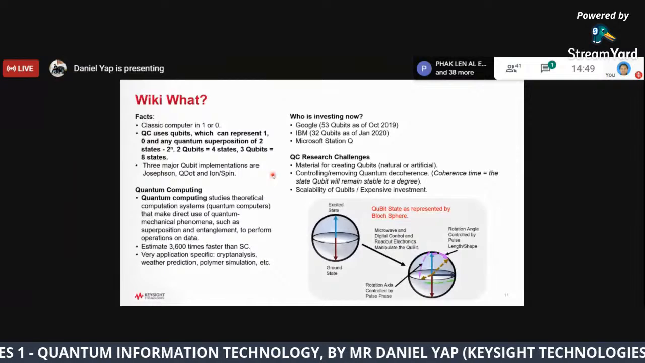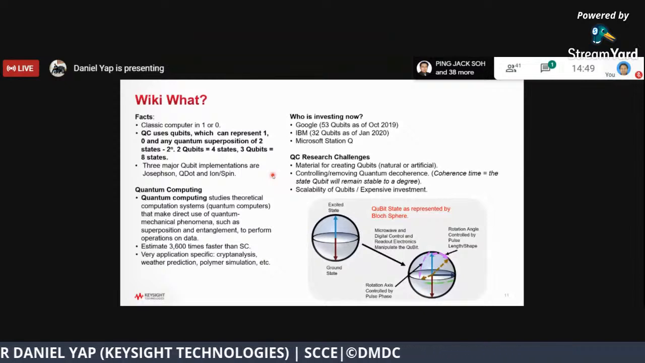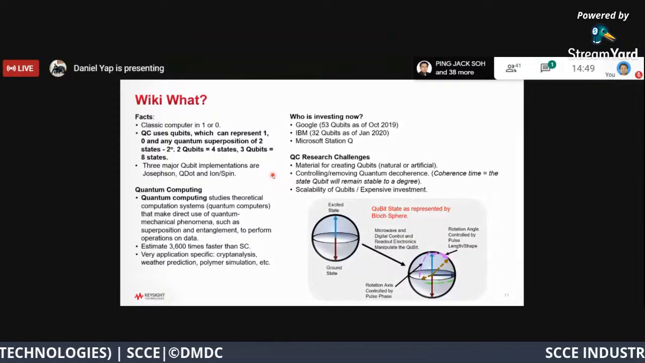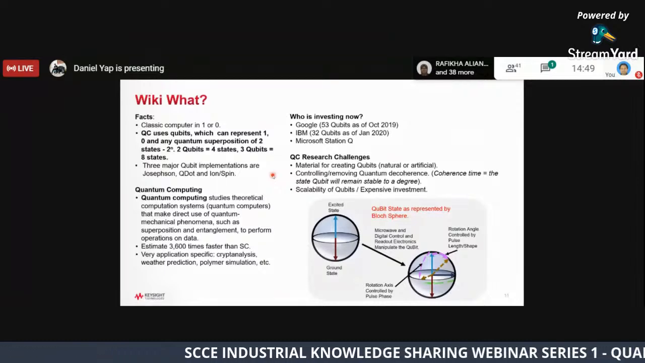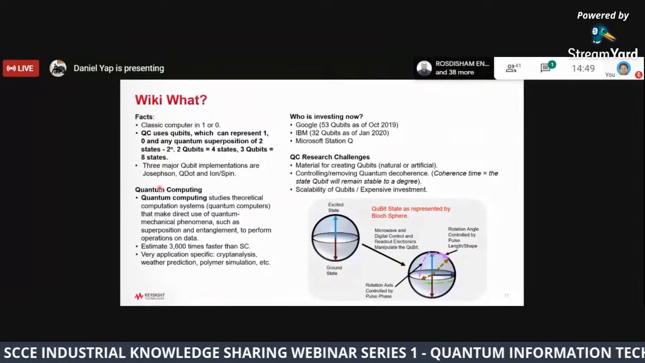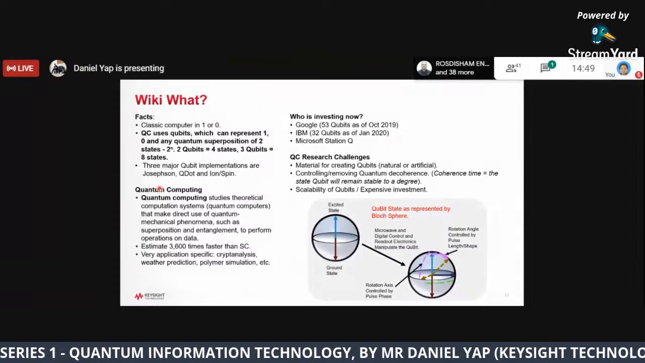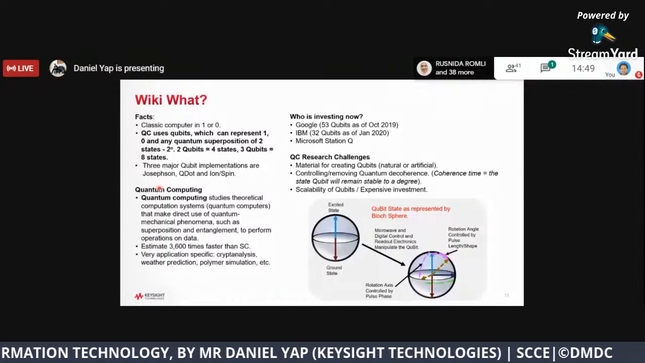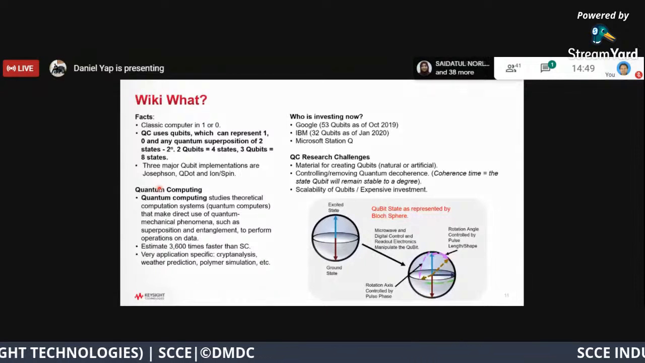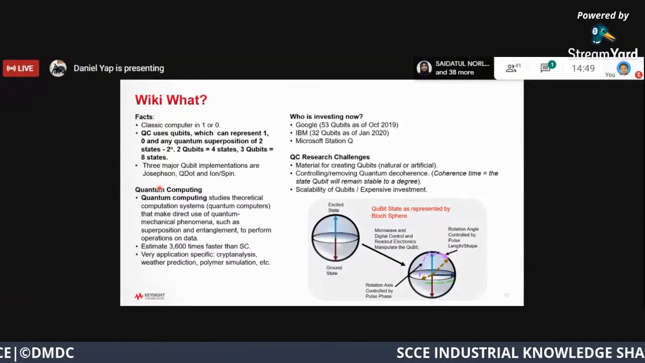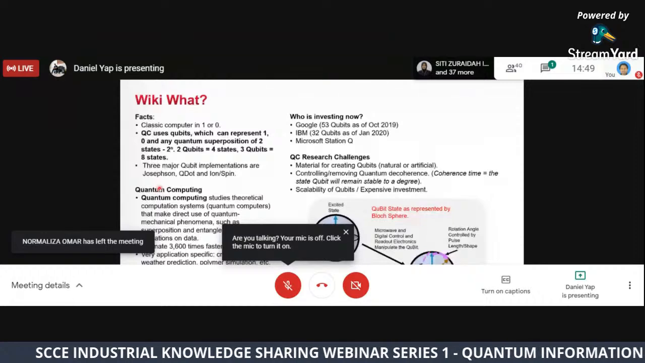Okay, let's talk about theory, right? Three of the major qubit types that are very common in the world today, that researchers are working on, are based on semiconductor. That is, first of all, the Josephson junction. The other one is quantum dot, or Q dot. And the third one is trapped ion. So I have seen all these three types of qubits being implemented just in Asia Pacific alone. Okay, it is very interesting.